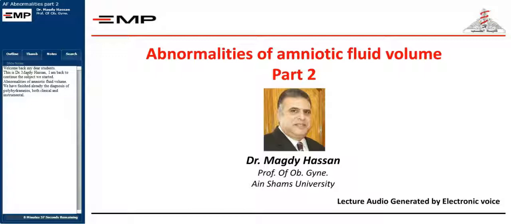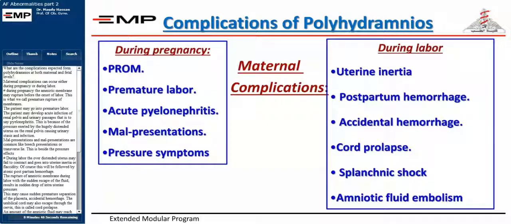Abnormalities of amniotic fluid volume. We have finished already the diagnosis of polyhydramnios, both clinical and instrumental. What are the complications expected from polyhydramnios at both maternal and fetal levels? Maternal complications can occur either during pregnancy or during labor.